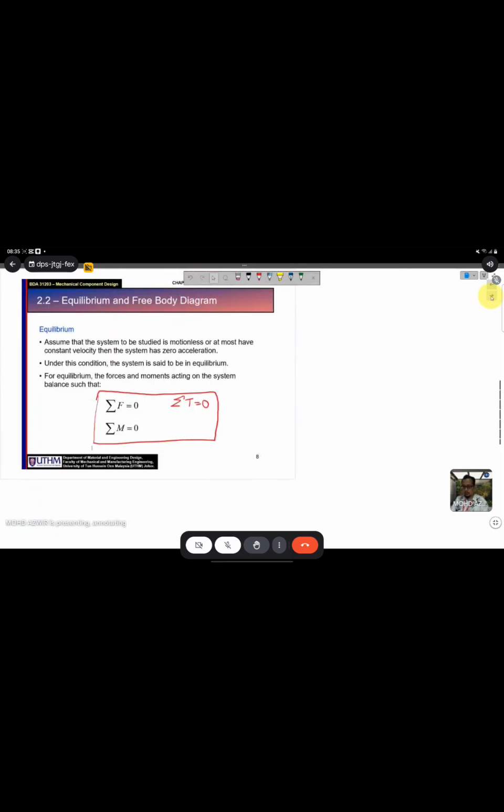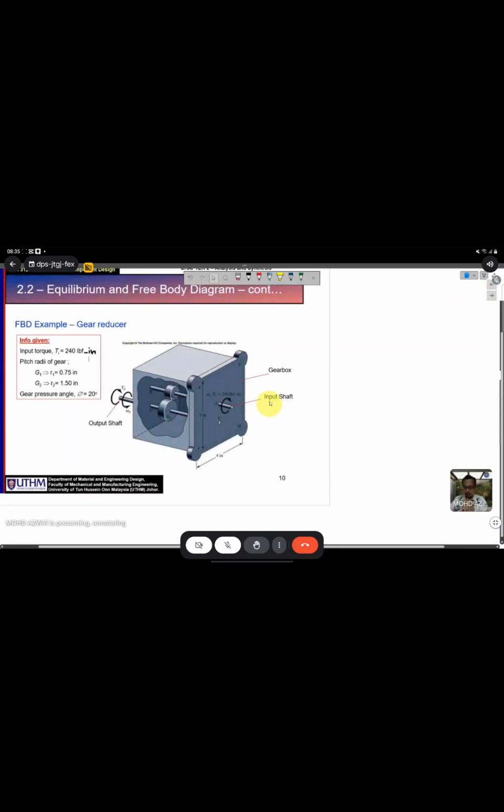So from here, from the exercise here, the first thing, let's say you want to calculate the stress. Before you can calculate the stress, you need to draw the free body diagram of this thing. Okay, so let's do the free body diagram.